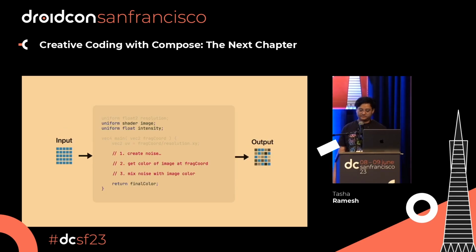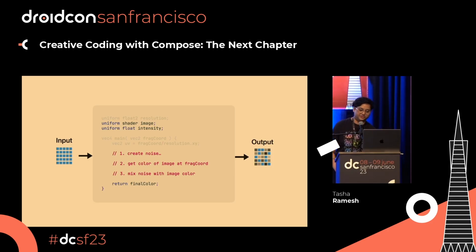First up, we'll create the noise. Second step, we'll get the color of the input composable, or the image that we're trying to shade, at that coordinate that the shader is running on. And then finally, we'll just mix the noise with that color and output the final color.